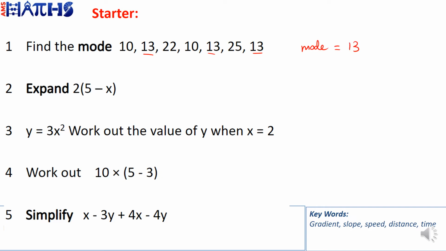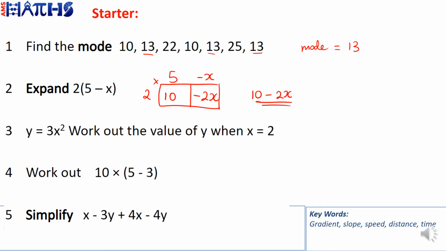The next question says we need to expand 2 times 5 minus x, so we can set up our grid. 5 on top, minus x on top, and then 2 to the left. Then we can multiply. 2 times 5 is 10, 2 times minus x is minus 2x. The two terms that have come into our boxes, that's what will give us our answer. So it's 10 minus 2x for our final answer.